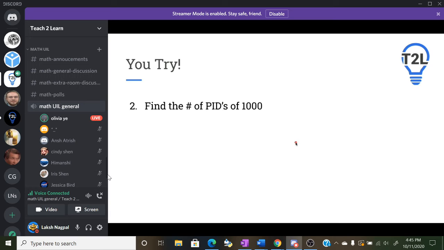Alright, I'm going to go ahead and reveal the answer. So 1000's prime factorization is 2 cubed times 5 cubed. Because this is 8 times 125. So then we can double check our work and see that this does multiply to get 1000. And 2 and 5 are both prime factors, so we can't simplify this any further. So we know we have the prime factorization.